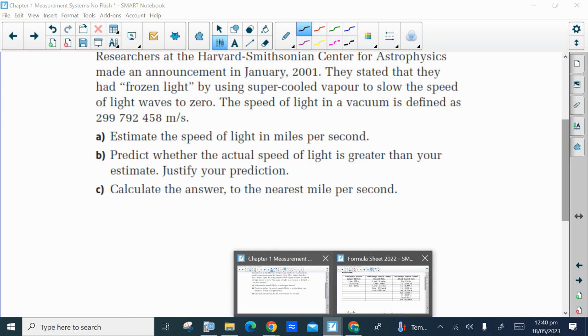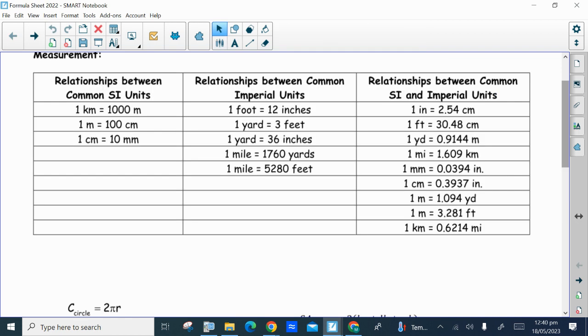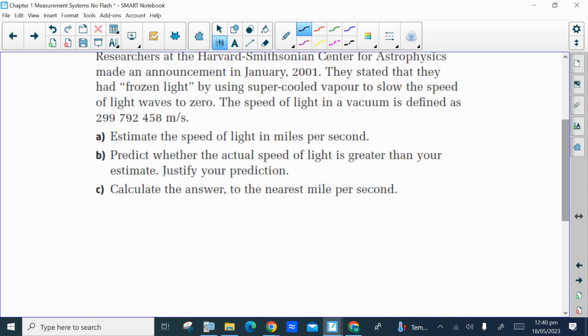If we look on our formula sheet, there is no conversion between meters and miles. There's conversions between kilometers and miles, but not meters and miles. So we're going to have to first convert this into kilometers. That'll be our first step. And you might remember from the metric staircase, there are 1,000 meters in a kilometer. To go from meters up to kilometers, you have to divide by 10 every step. And because there are 3 steps between meters and kilometers, you'd have to divide by 10 cubed.